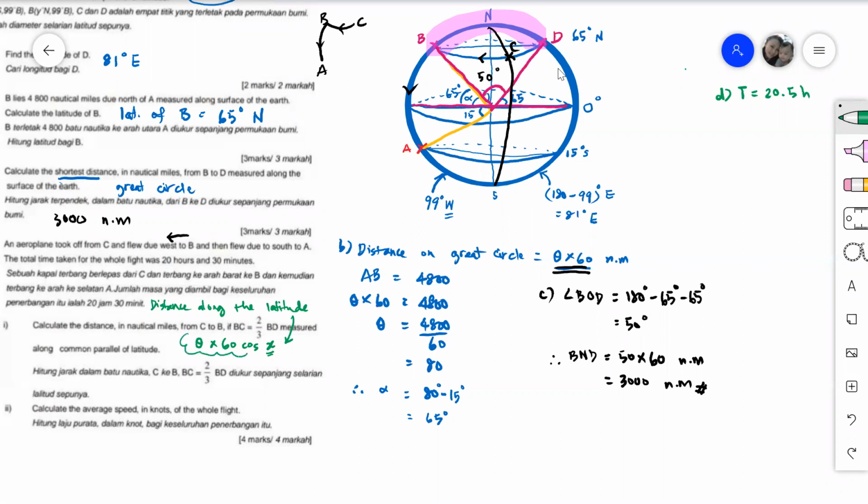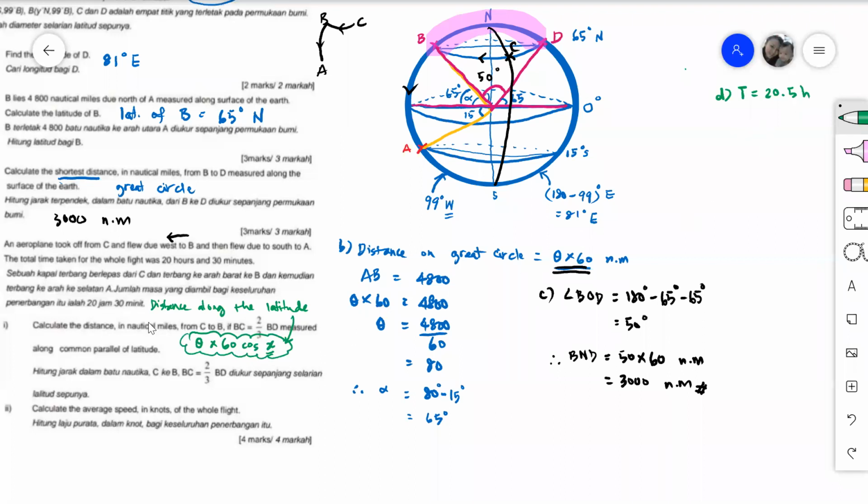So basically, for distance, we have two formulas. One is theta times 60 nautical miles, that is along the great circle. But if it is along the latitude, then we will have a factor that makes it smaller, that is cos of the latitude. You can think this way: the distance along the latitude is always smaller. So theta times 60 cos of the latitude value. You can memorize it like this.